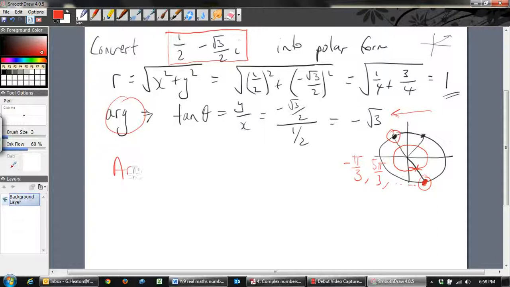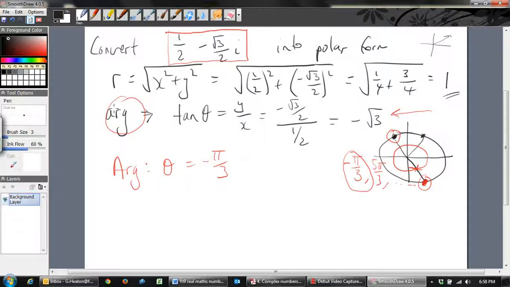What would the capital A argument be? Well, the capital argument would be only between negative pi and positive pi. And so what will that be? That'll be this value here. That is the one that's in between negative pi and positive pi. And so our theta will be negative pi on 3.